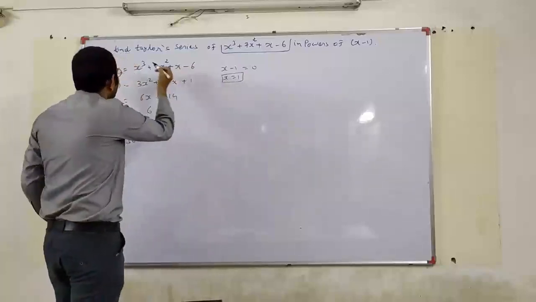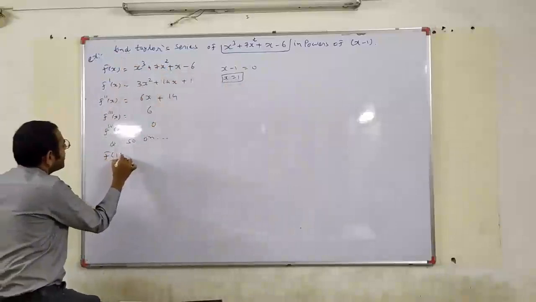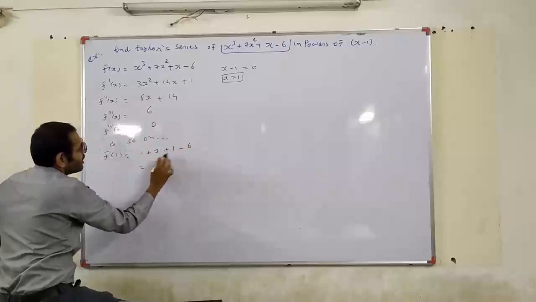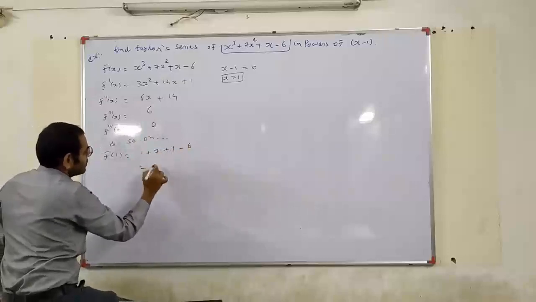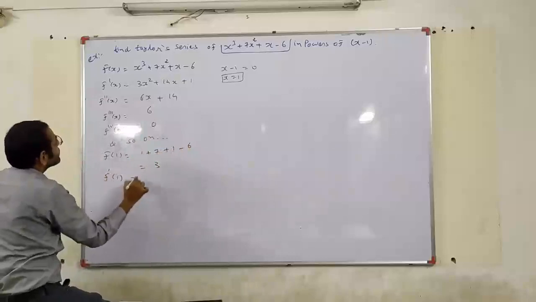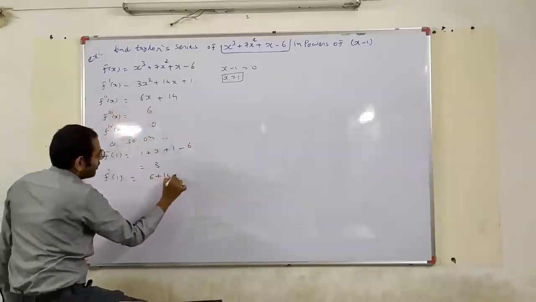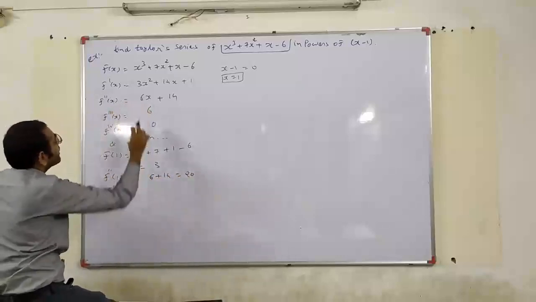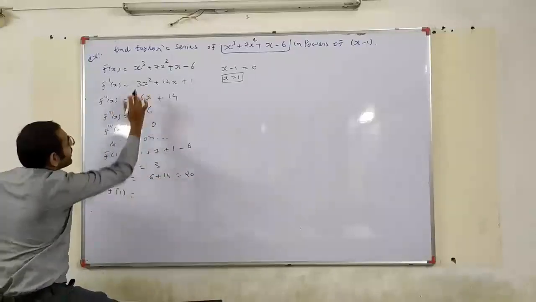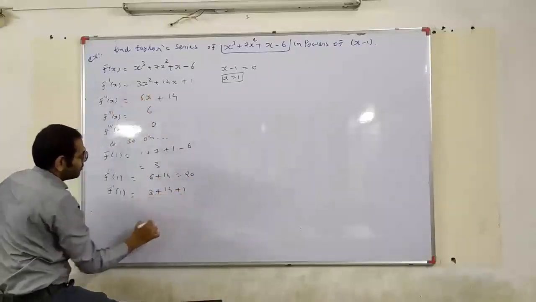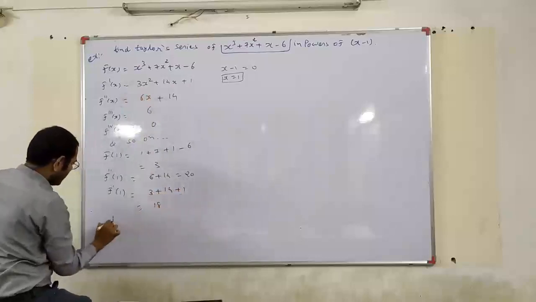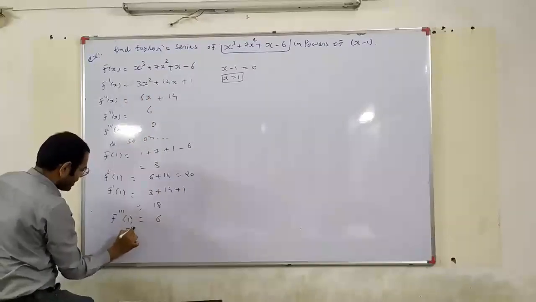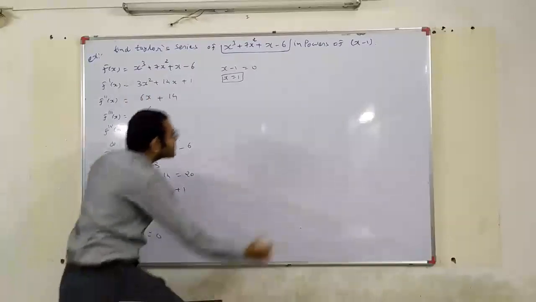We substitute x equal to 1 in these equations. We get f of 1 equals 1 plus 7 plus 1 minus 6, that is 3. f dash of 1 is 3 plus 14 plus 1, that is 18. f double dash of 1 is 6 plus 14, that is 20. f triple dash of 1 is 6, and the fourth derivative of 1 is 0.